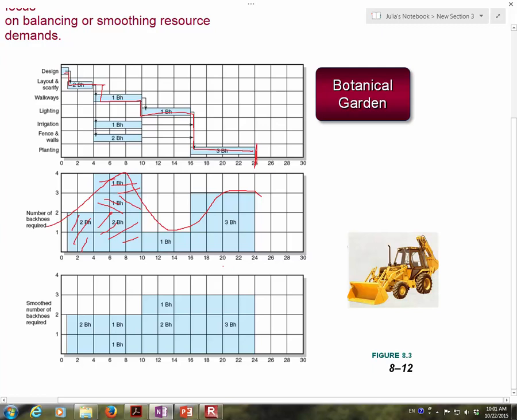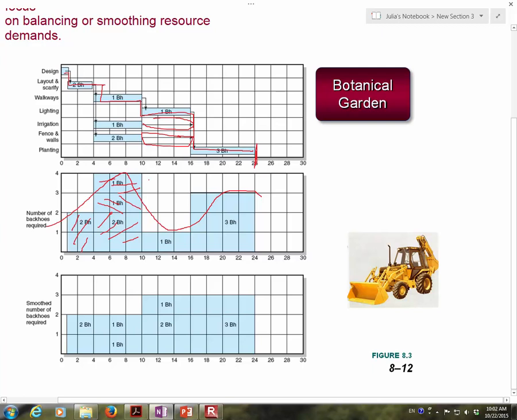I mean, backhoe is a big, heavy equipment. You cannot move two backhoes away, because it takes a big truck to get the backhoe away and then bring it back. So resource fluctuation is not good for us. What we want is to have a smooth resource demand. Okay, so what we want to do is use the positive slack, like this one and like this one, to smooth out the resource demand.